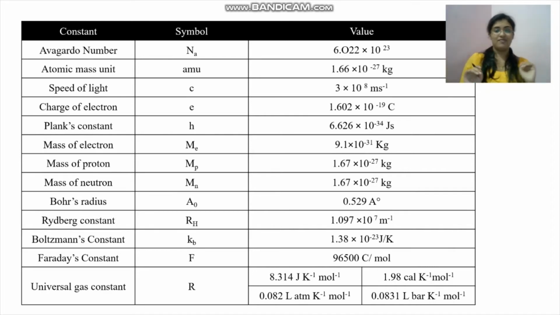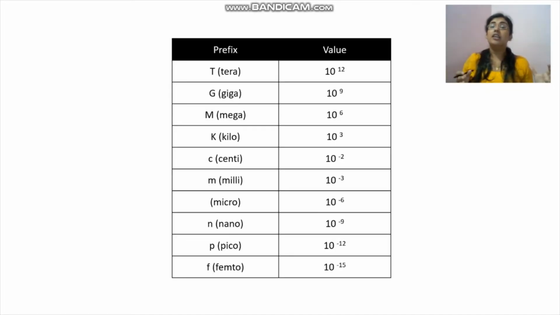Understood? Next are certain SI prefixes that we should be knowing and their values. These are very common ones we use in every calculation, and also in our normal daily problem solving questions in chemistry. The first two or three, tera and giga, we don't use that commonly. But as we come down, milli, micro, nano, all those terms, we use very commonly.